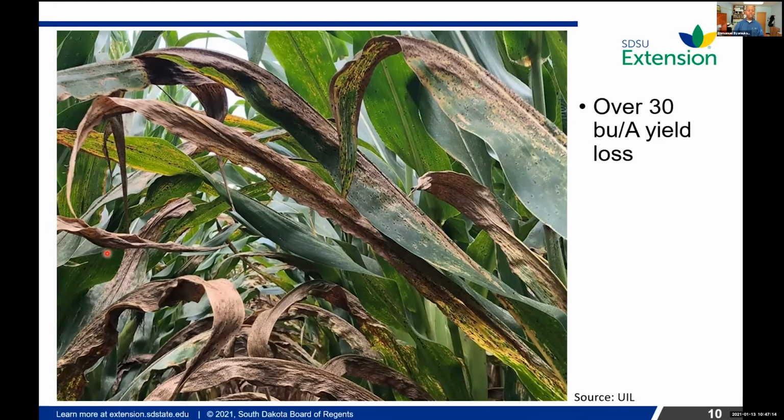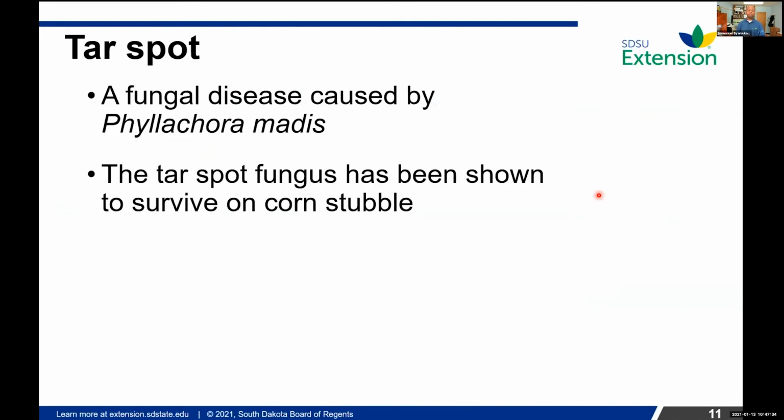So you can see this picture from Michigan, how this field was really looking severely infected and the leaves were dying prematurely. And in some of these fields, they are finding over 30 bushels per acre lost because of tar spot. So it's a bad disease and it can really take off quickly and it can impact yield.